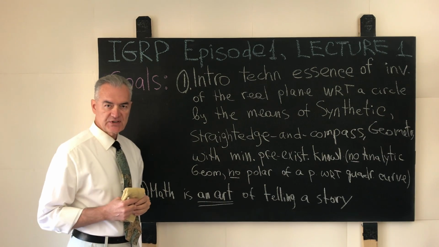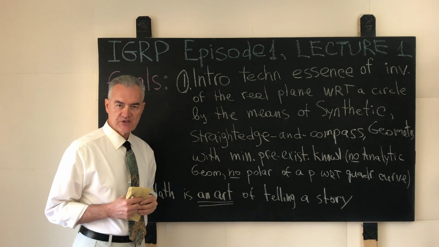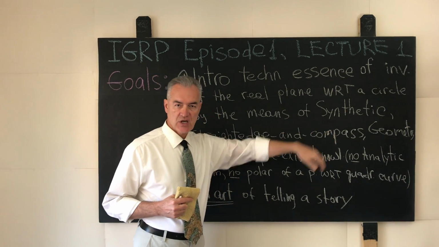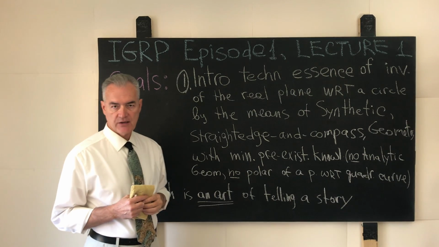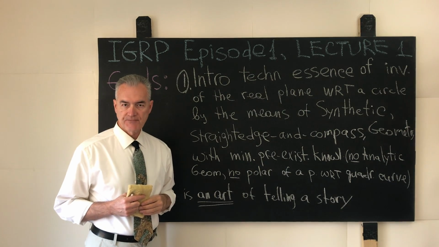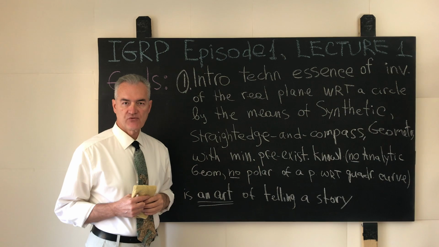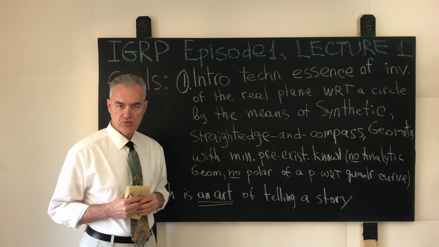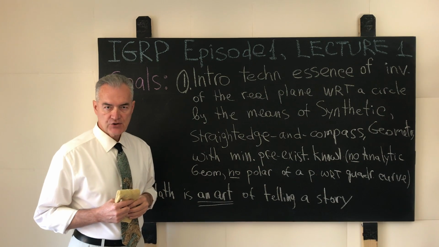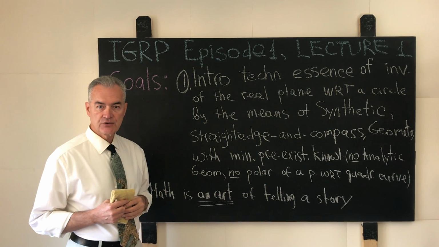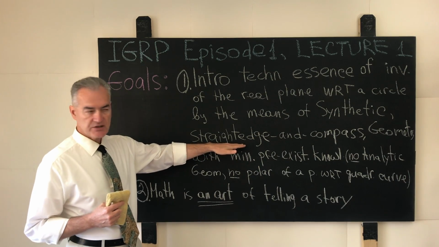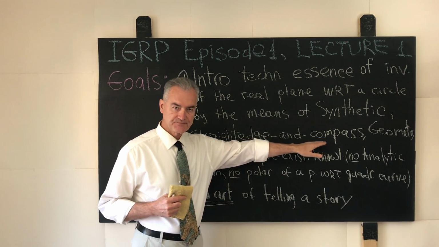The fact that we will be studying inversion of the real plane with respect to a circle by the means of synthetic geometry means that we will not be relying on the apparatus of the so-called analytic geometry. There will be virtually no symbolic shuffling in this course, and we will be operating solely in terms of the so-called Euclidean tools alone, or in terms of only a straight edge and a compass.